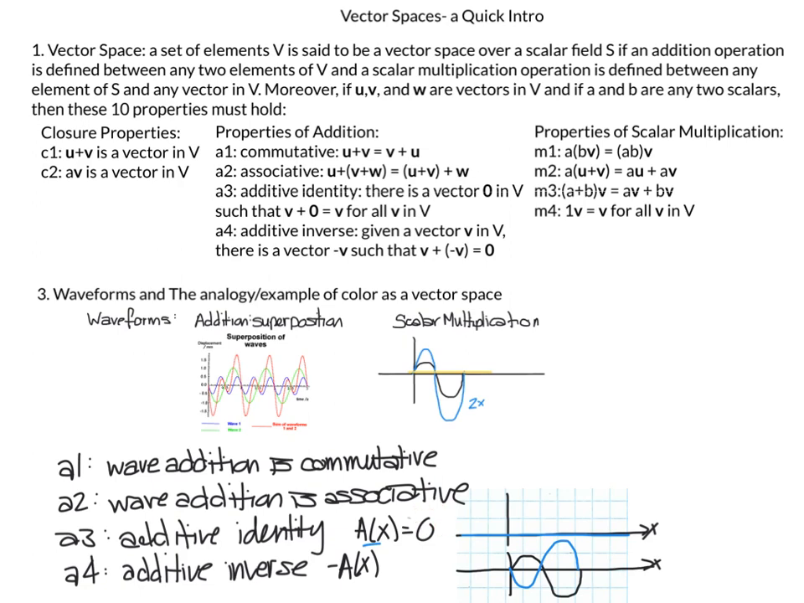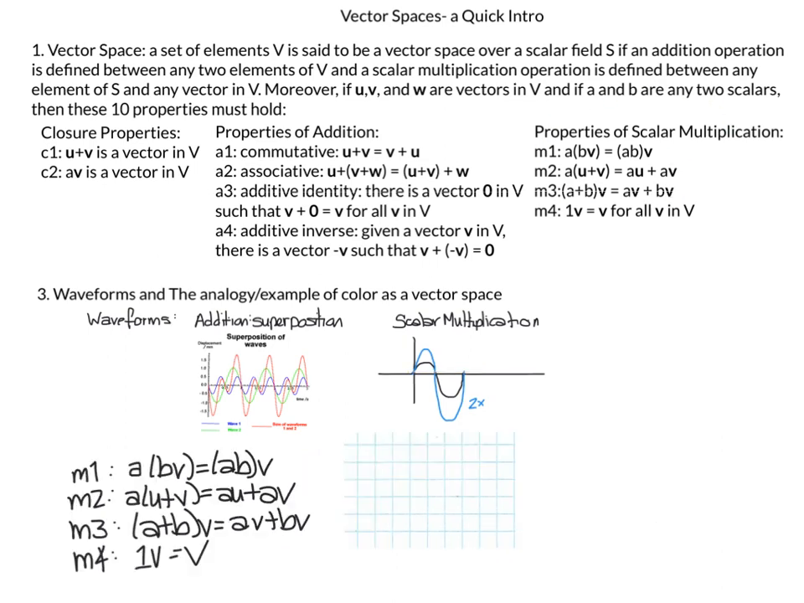The additive inverse, so if you have this blue waveform over here and you want to get to a flat line, you're just going to add this. If you're looking at the black, to get the inverse, you're going to add the blue. In other words, you're just going to reflect the black waveform over the x-axis. So when you add them together, you just get the x equals 0 line.